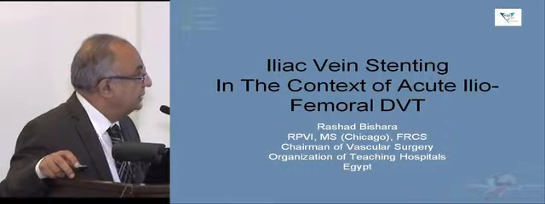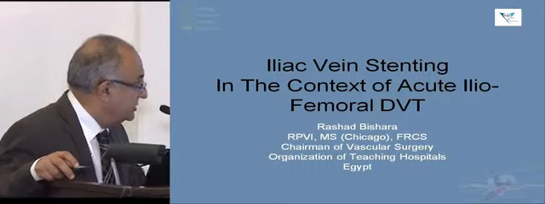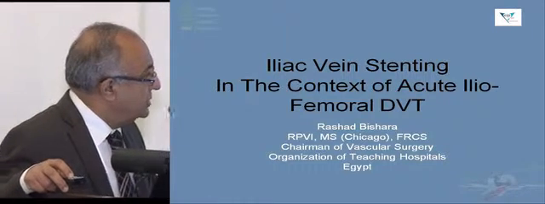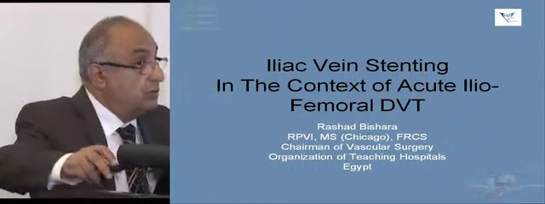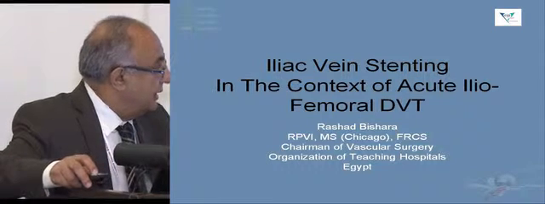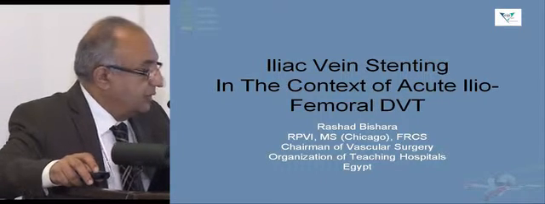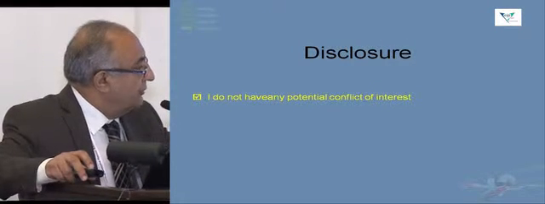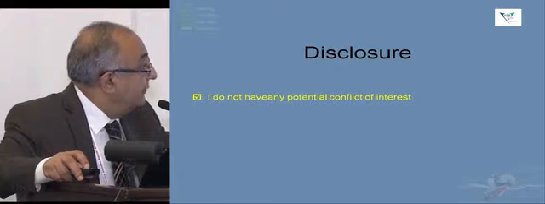Vein stenting in the context of acute iliofemoral DVT, and this is an example of a lady who presented with severe edema of the left lower extremity. She had a duplex which showed occlusion of the left external iliac and common iliac veins, and she underwent catheter-directed thrombolysis. And this is a venogram which shows total occlusion of the left external iliac and common iliac veins with a recent thrombus.